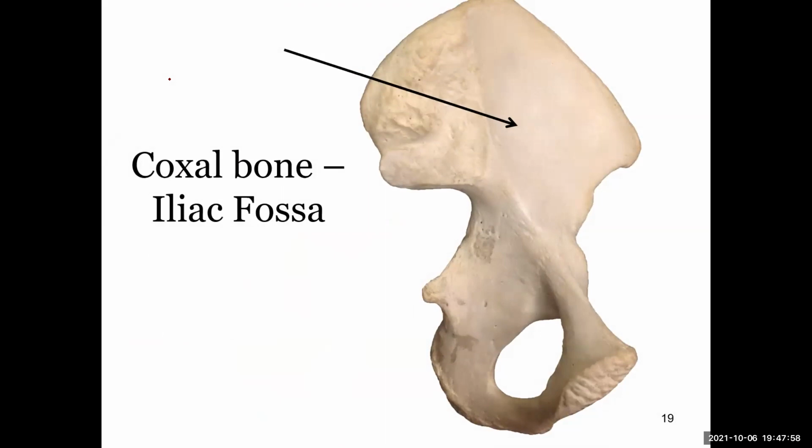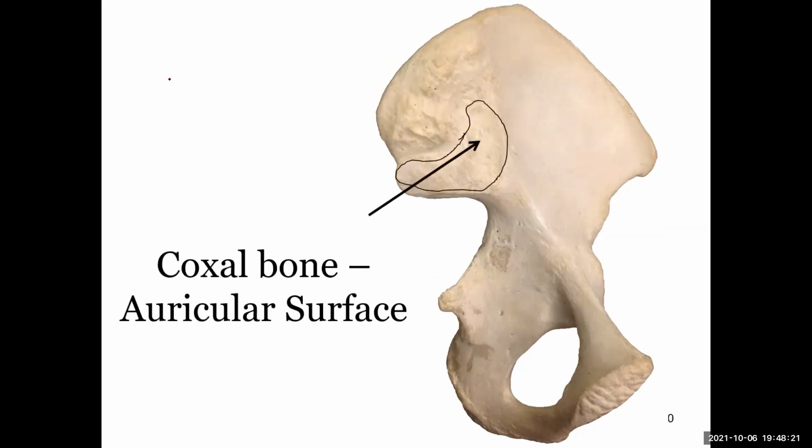So you'll notice this nice smooth area here on the medial portion of the os coxa, or the medial portion of the ilium. That's called the iliac fossa. It's nice and smooth. Right, we're going to learn about the muscle that sits there. It's called the iliacus. We'll talk about that in chapter 11. Okay, but it resides in the iliac fossa. That's that nice smoothed area there.